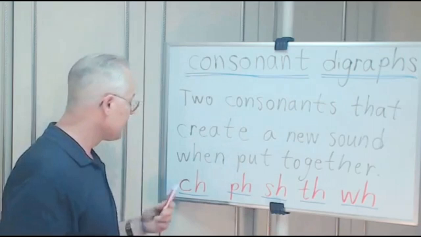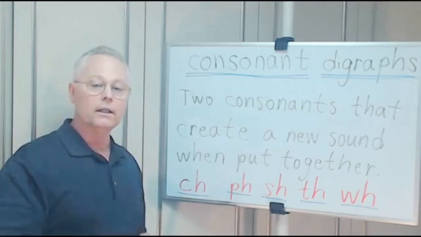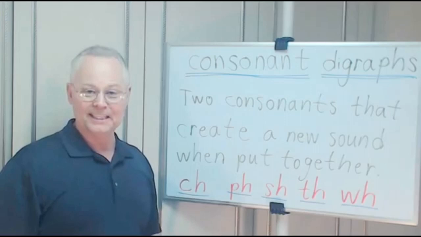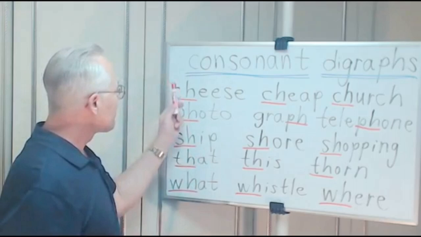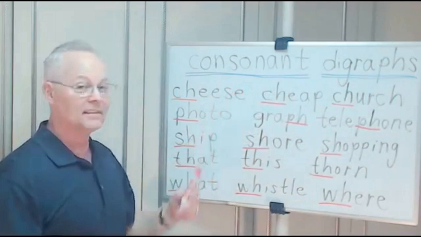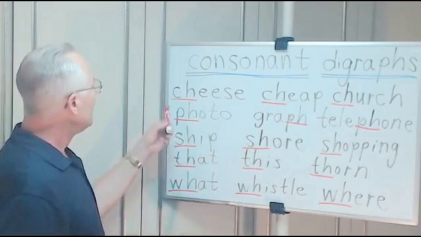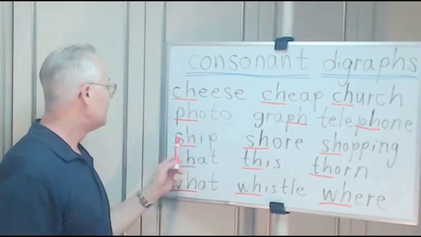All right, now let's take a look at some words that we can go over where we use these sounds. All right, now we have our five consonant digraphs. CH, ch. PH, f. SH, sh.